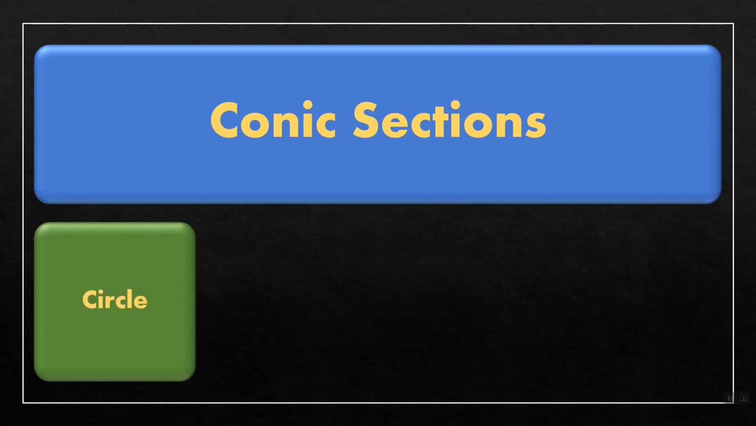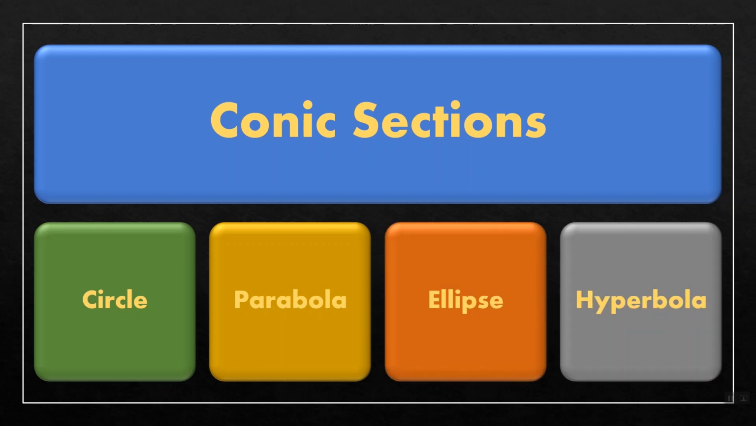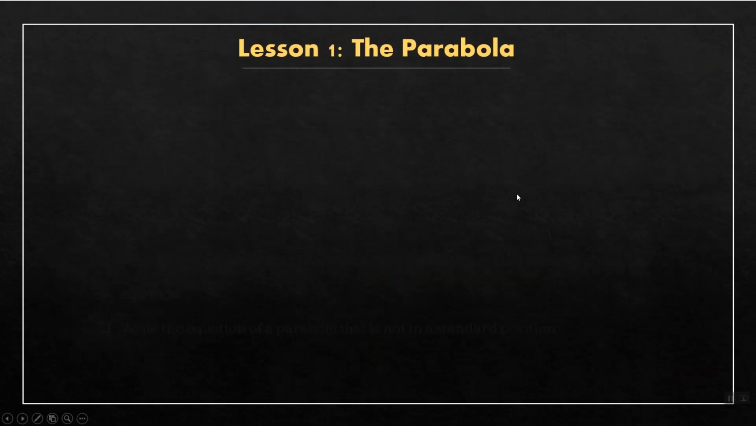Now, conic sections are mainly 4 shapes, and these shapes are the circle, the parabola, the ellipse, and the hyperbola. Now, this chapter is going to be the only chapter you have in geometry, and you will concentrate your study on these 4 shapes: the circle, the parabola, the ellipse, and the hyperbola. And in this lesson, the first lesson, we will see the first of these 4 shapes, which is the parabola.